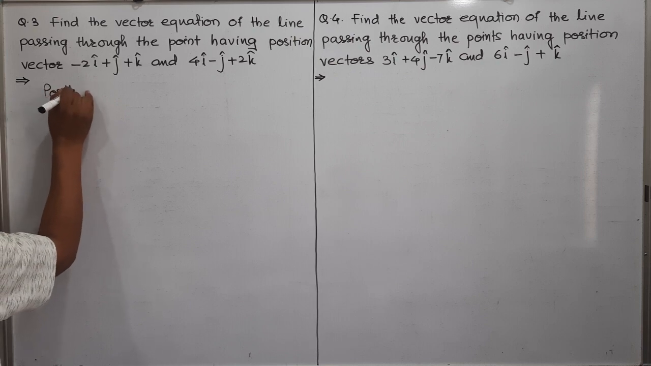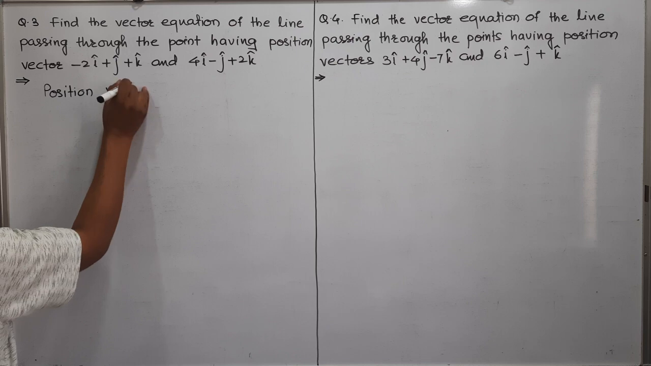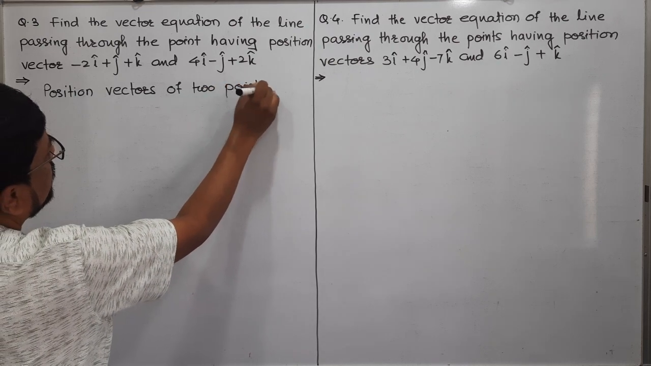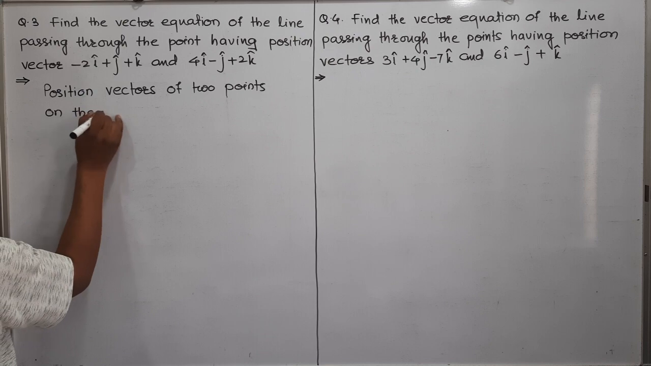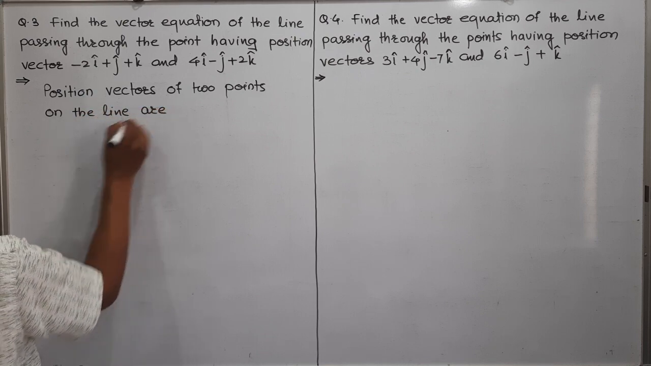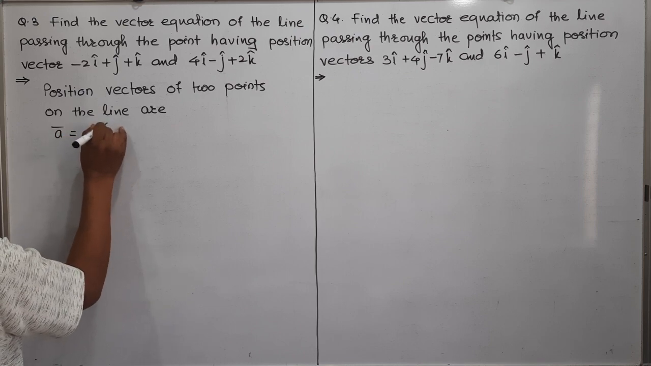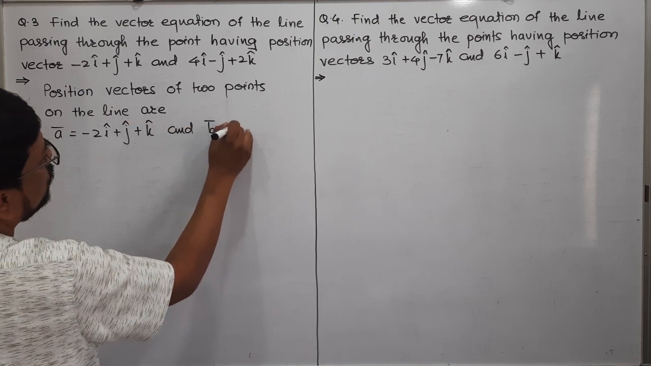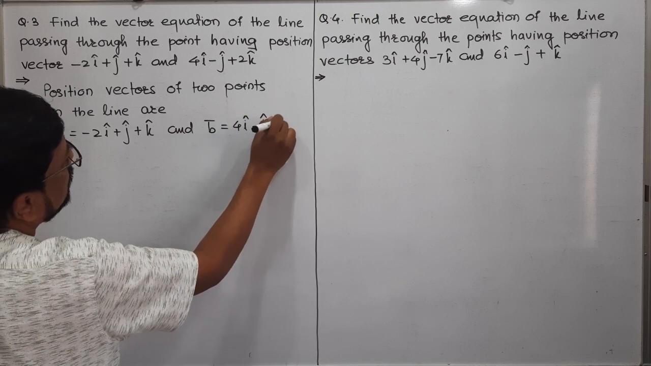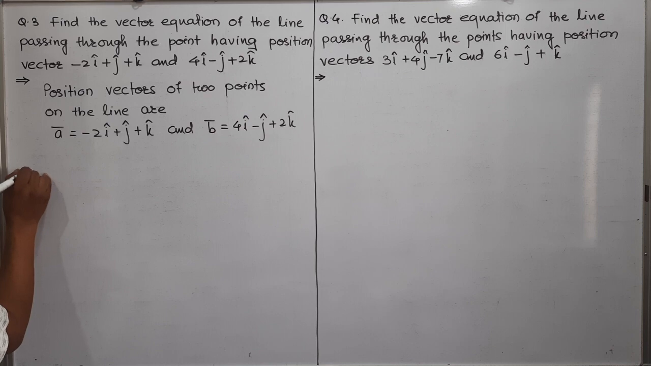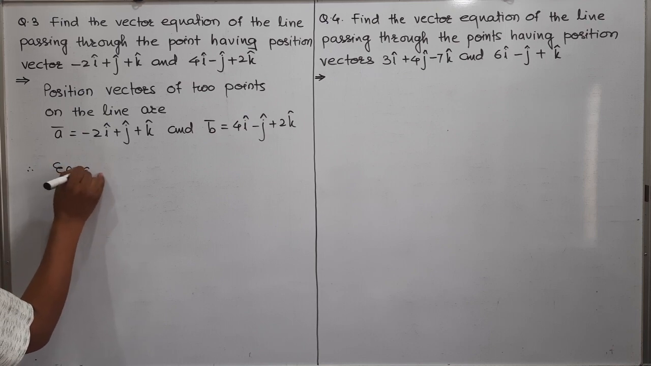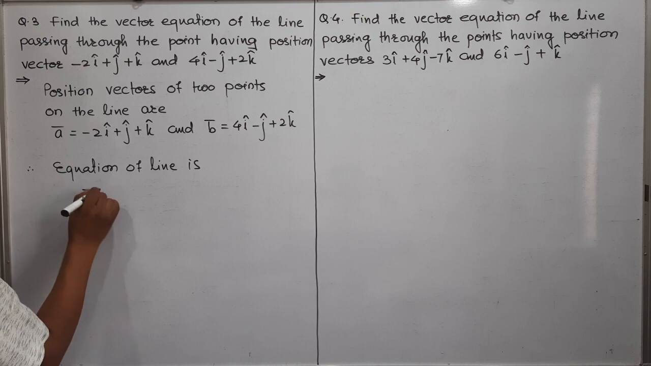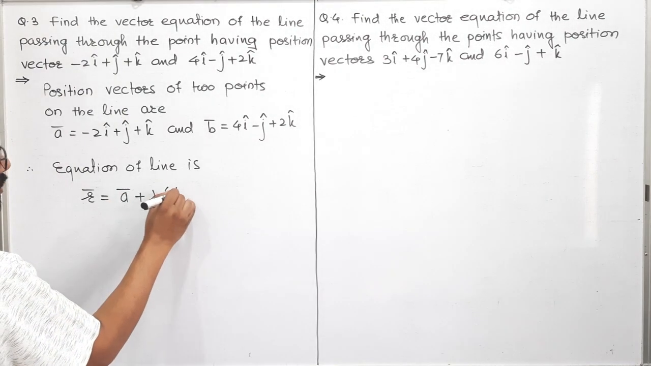Position vectors of 2 points on the line are A vector is equal to minus 2 I cap plus j cap plus k cap, and B vector is equal to 4 I cap minus j cap plus 2k cap. Therefore equation of line is R vector is equal to A vector plus lambda into B vector minus A vector.